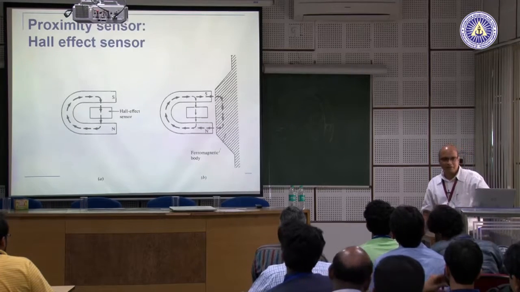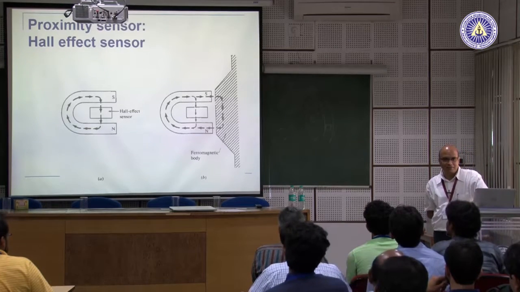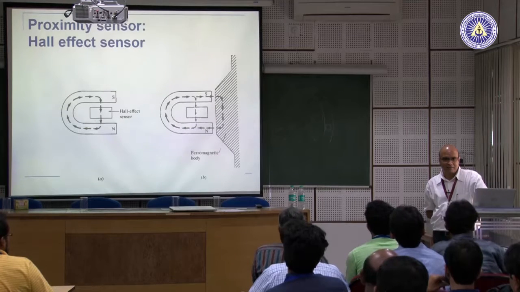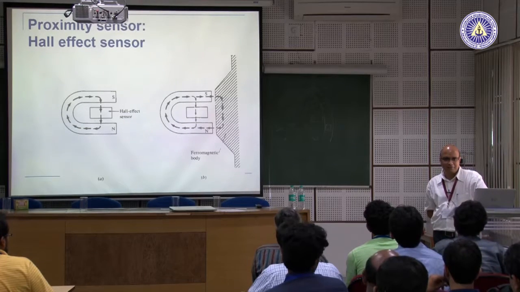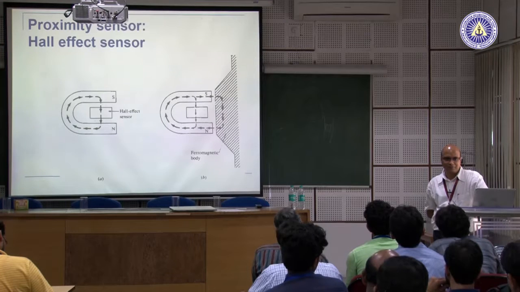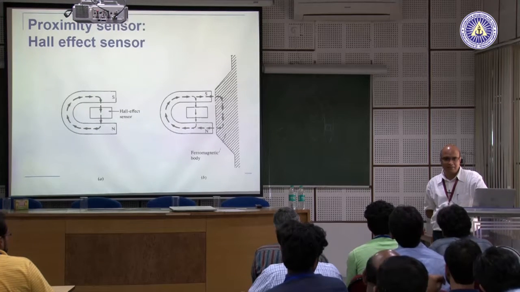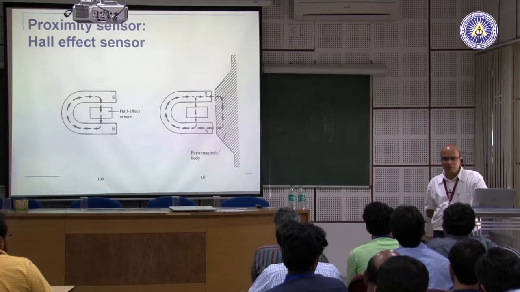Where? Mobile. It is also used in mobile phone covers. When you open the cover, the mobile phone switches on, the screen comes on. The Hall effect sensor is inside, and on the cover there is a magnet. But everybody's mobile phone does not have that, I think.